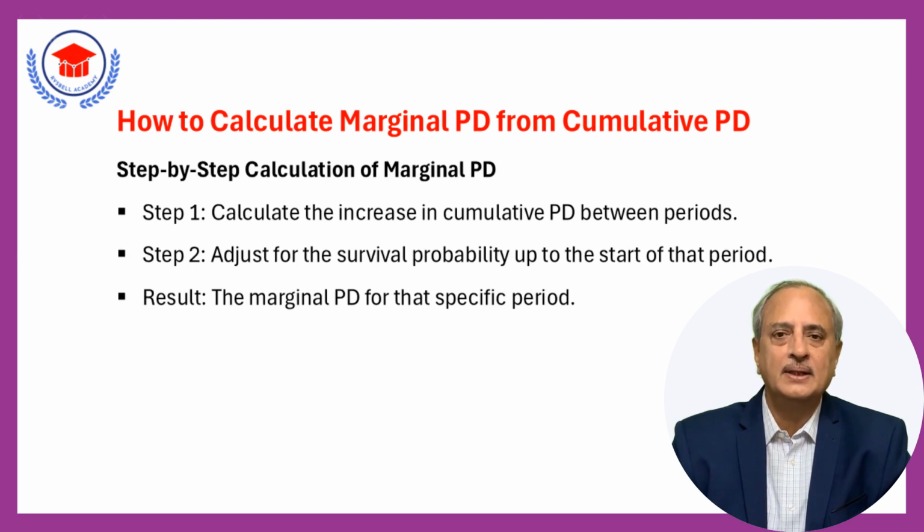Next, how do we calculate marginal PD from cumulative PD? To figure out the marginal PD for a specific period, we look at how much the cumulative PD has increased compared to the previous period. Then, we adjust this increase by accounting for the chance of surviving up to the start of that period. This gives us the likelihood of default for that particular time frame.